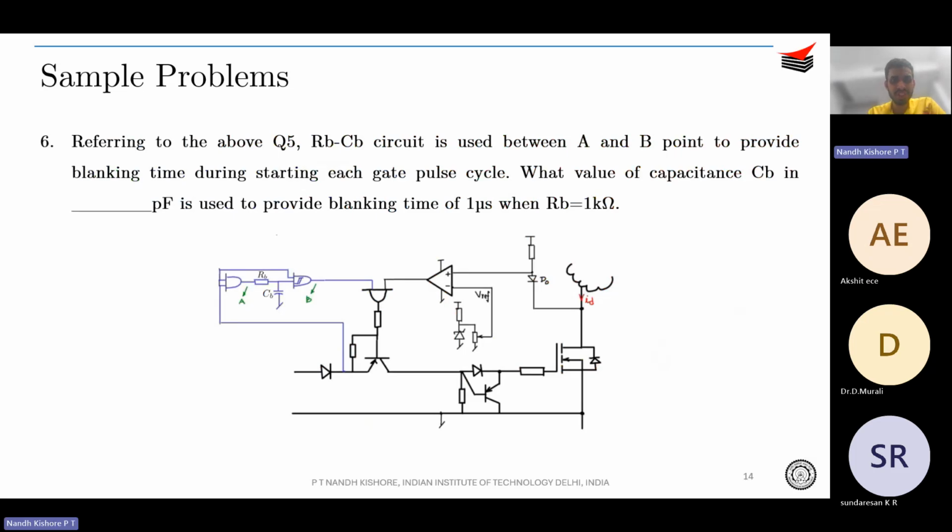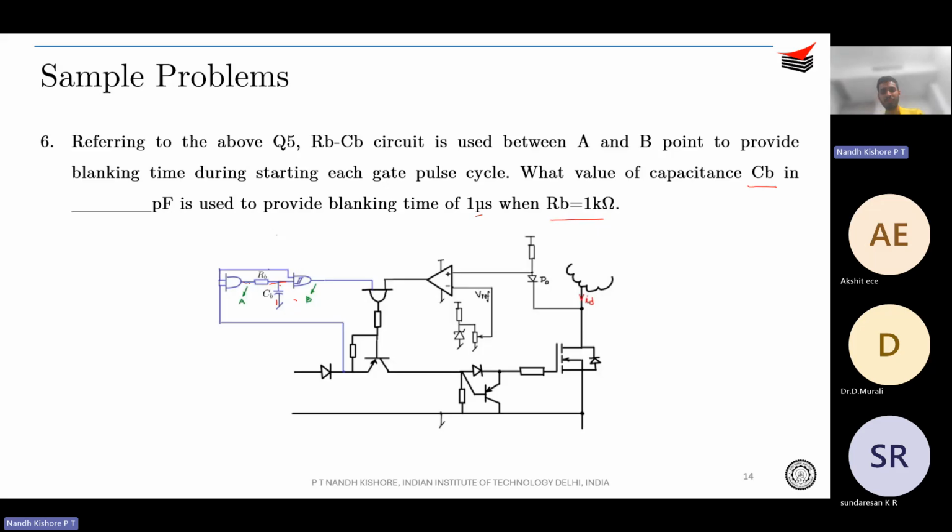So referring to the above question, RB and CB are used between points A and B to provide blanking time at the start of each gate pulse cycle. Look at this region, you have RB and CB. What value of capacitance CB is used to provide a blanking time of 1 microsecond when RB is 1 kilo ohm? RB is given. What is your CB so that the blanking time is 1 microsecond?